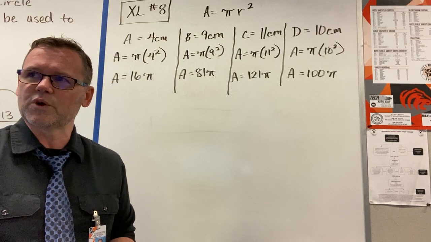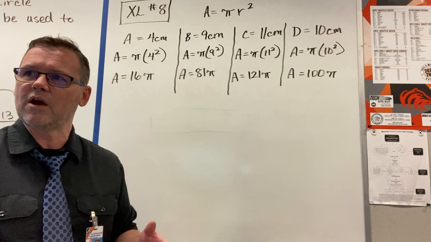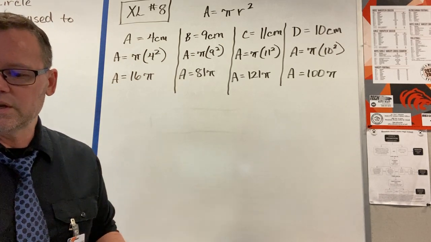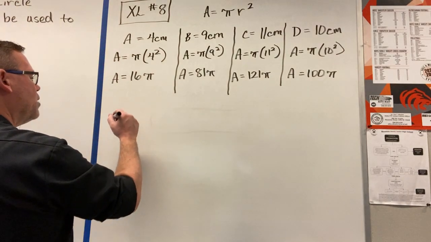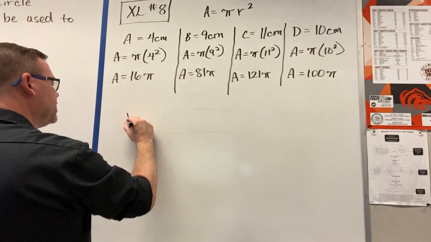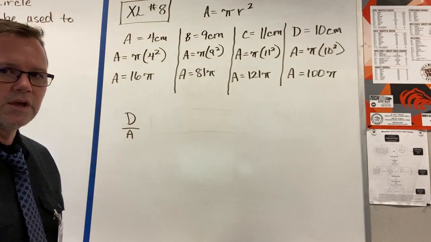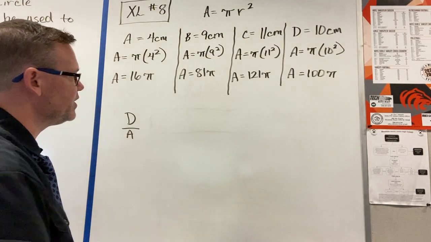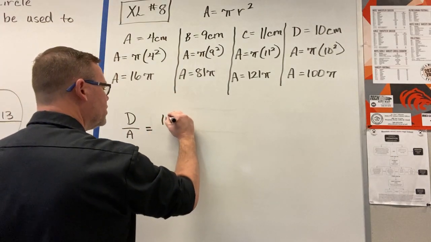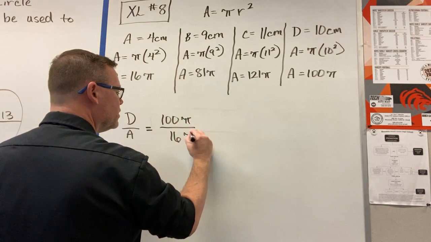Now this last question is where you're probably going to have the most problems. It says, how many times greater than the area of circle A is the area of circle D? Now you have to realize they're saying how much greater. That means the larger one needs to be on top. In other words, this becomes D over A. This is the way we're going to do this comparison. So I'm going to put the area of D over the area of A, and I'm going to reduce it. In other words, this is 100 pi over 16 pi.